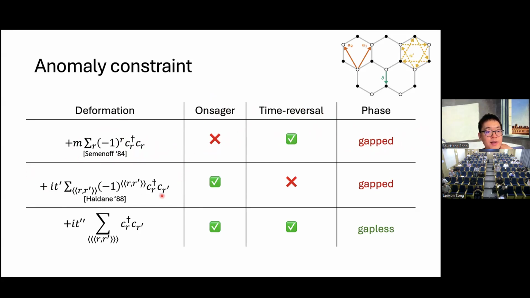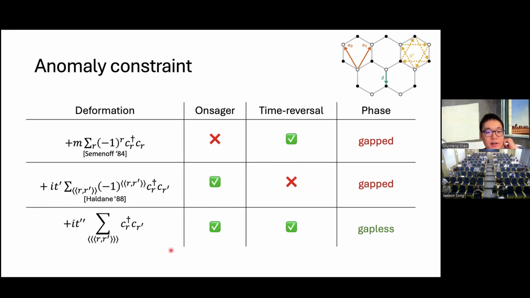Alternatively, you can add a next-to-nearest neighbor interaction, studied in the famous paper by Haldane. This term preserves the Onsager symmetry. However, it breaks time reversal, therefore this also drives you to a gapped phase. The simplest nontrivial deformation that preserves both Onsager and time reversal is this next-to-nearest neighbor interaction.